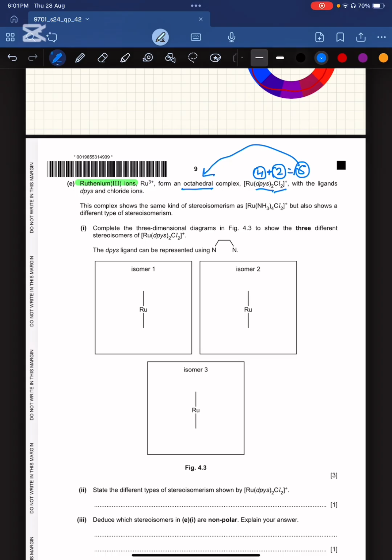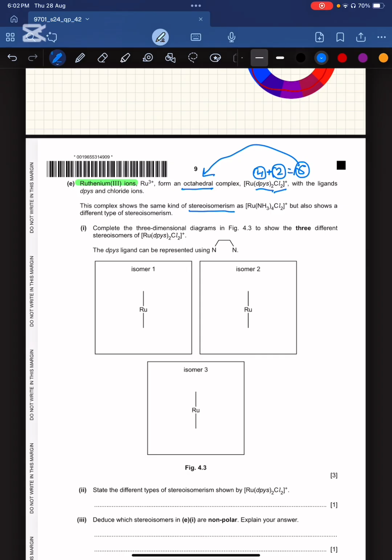With the ligands DPYS and chloride ions, this complex, I'm just going a bit fast. You could rewind it and see, there's no problem with that. This complex shows the same kind of stereoisomerism as Ru(NH3)4Cl2, but also shows a different type of stereoisomerism. We need to understand that there is no bidentate ligand here. Cl2 is two monodentate, and NH3 four times, again four monodentate. So we have six monodentate ligands forming six dative bonds.